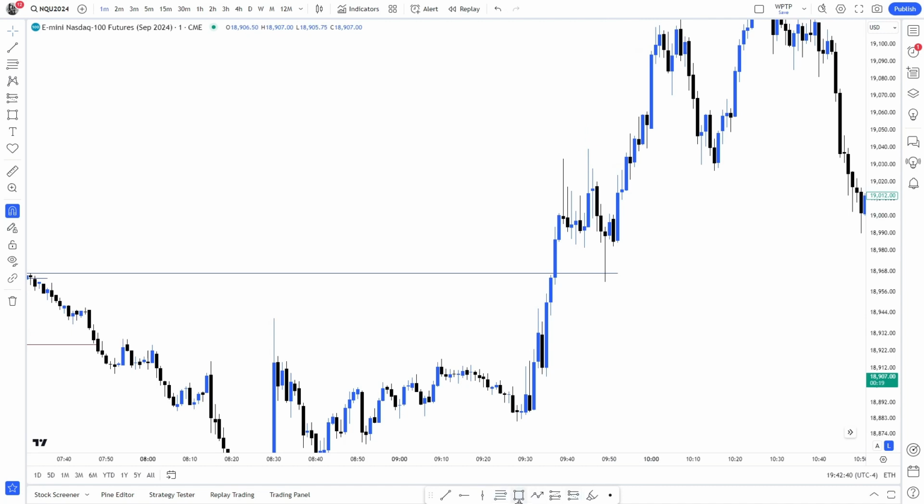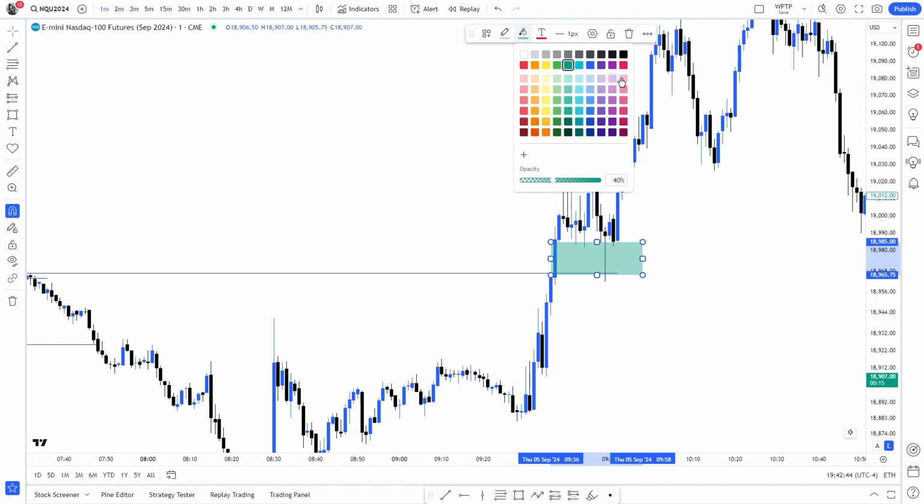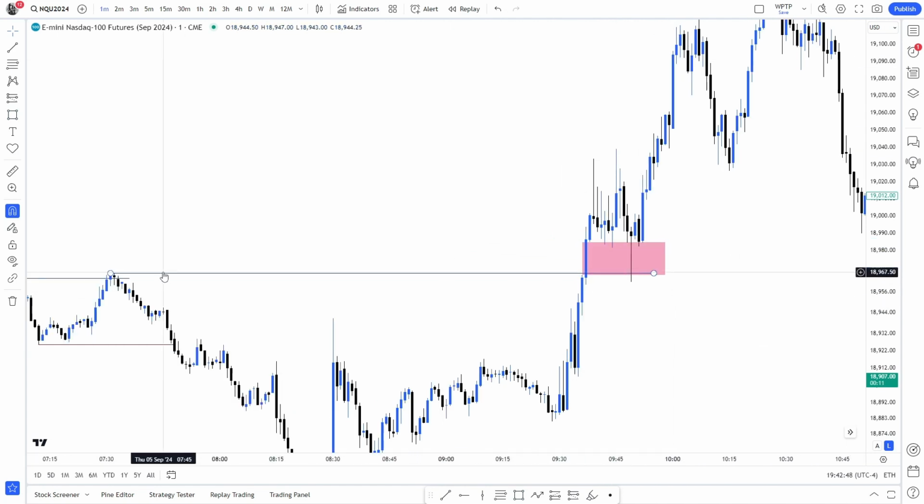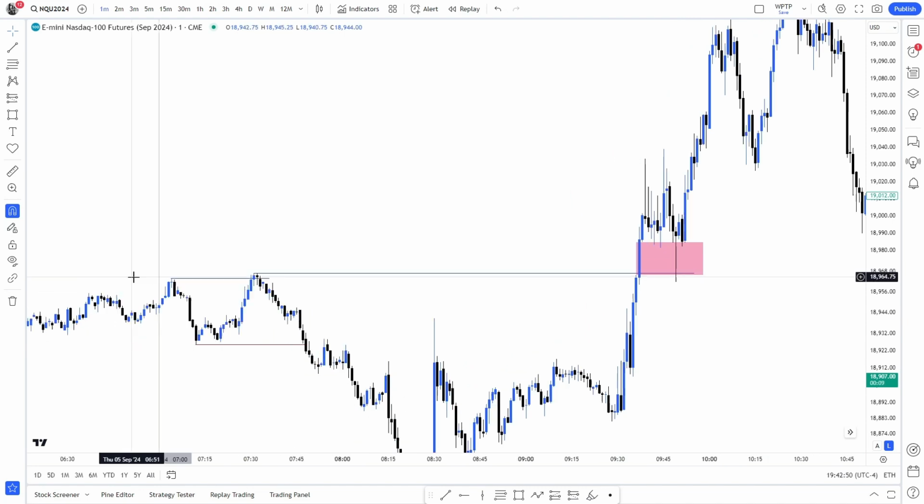After that we formed this fair value gap. Now this fair value gap was the fair value gap that broke the true manipulation high. So think of this as a breaker.